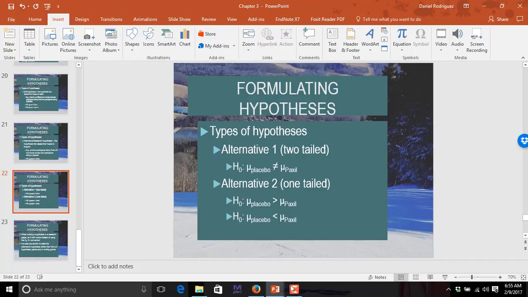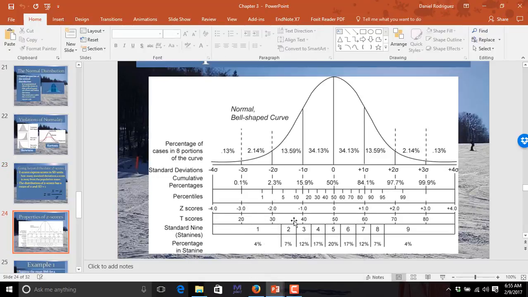That means, going back to our figure, that either the Paxil group would have lower anxiety than the placebo group, so placebo minus Paxil in terms of anxiety would be positive, so the result could be up here, or it could be the other way around, where the Paxil group could have higher anxiety than the placebo group, so placebo minus Paxil would be negative. So it could be over here. So we're not really sure.